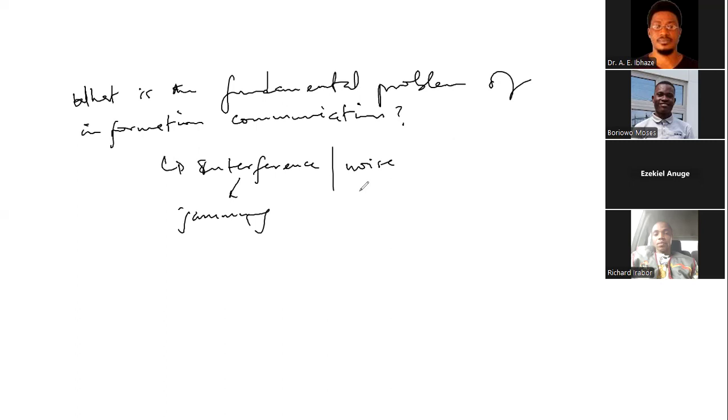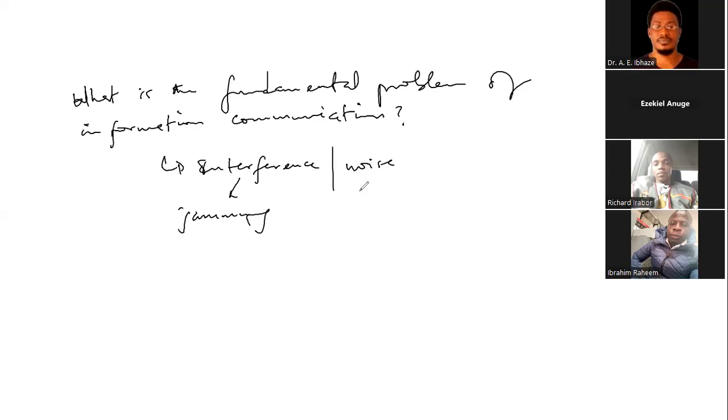Did you get that question? Yes, Doc. We can say that one of the causes of noise is interference. So not necessarily only interference. There could be other causes of noise. So, is noise a subset of interference, or is interference a subset of noise? Noise is a subset of interference. Okay. Noise is a subset of interference.